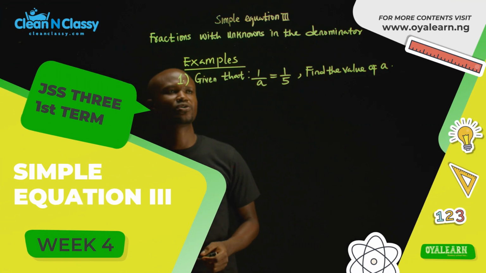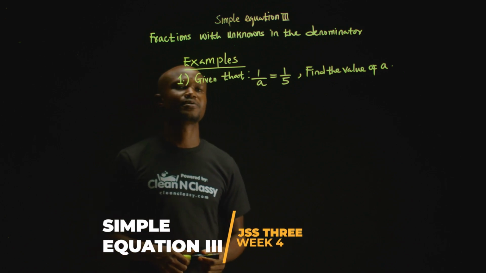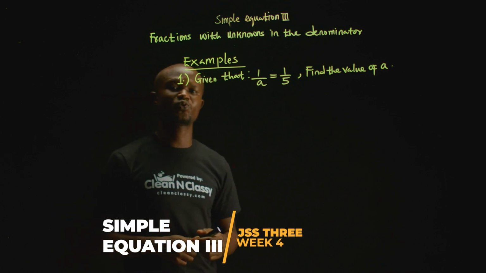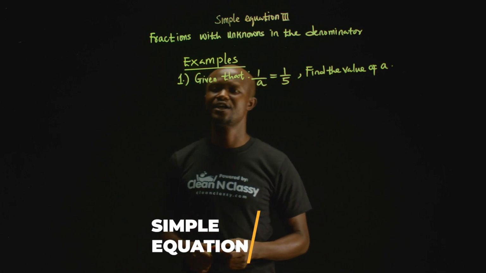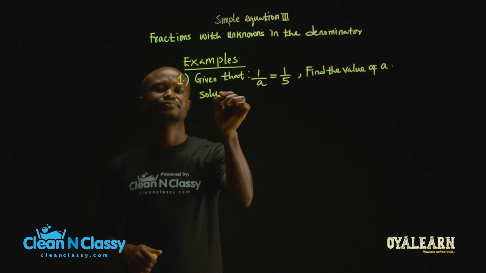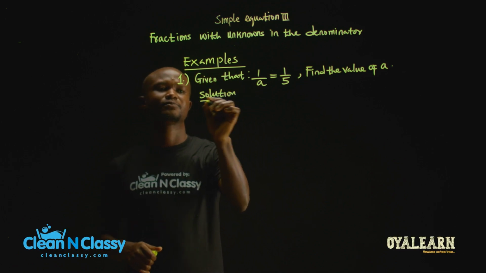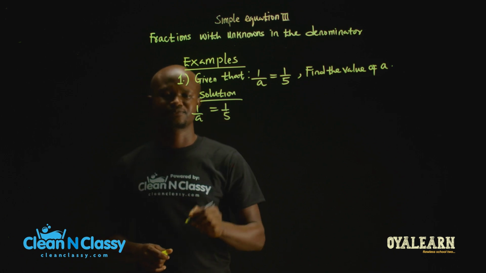Fractions with unknowns in the denominator. Examples. Given that 1 over a equals 1 over 5, find the value of a. Solution. We have 1 over a equals 1 over 5.